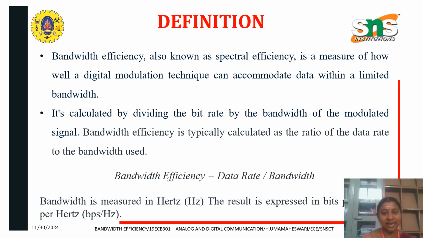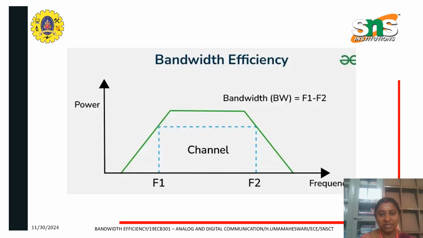Bandwidth efficiency is typically calculated as the ratio of the data rate to the bandwidth which is used, so bandwidth efficiency is defined as data rate by bandwidth. Bandwidth is measured in hertz. The result is expressed in bits per hertz, represented as bps by hertz. It is drawn on the axis of power and frequency, where frequency 1 and frequency 2 are considered, so the bandwidth BW is equal to F1 minus F2.